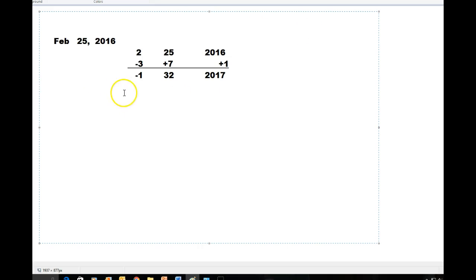Now, this looks like a very crazy calculation. So we need to get rid of this negative first. So what we're going to do is add 12 months here. And we're going to subtract 1 year. You guys see, because there are 12 months in a year.